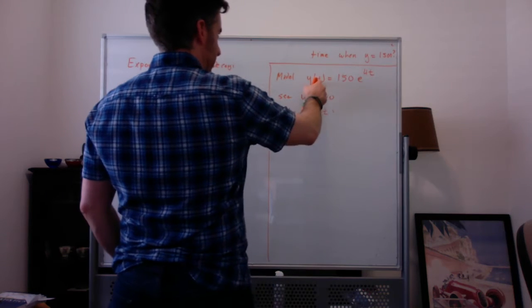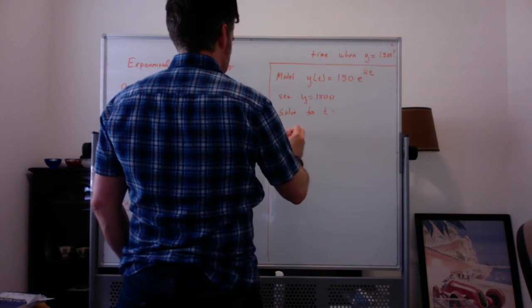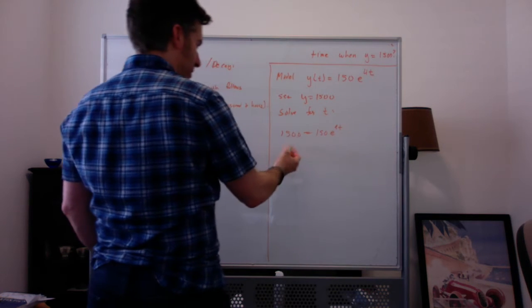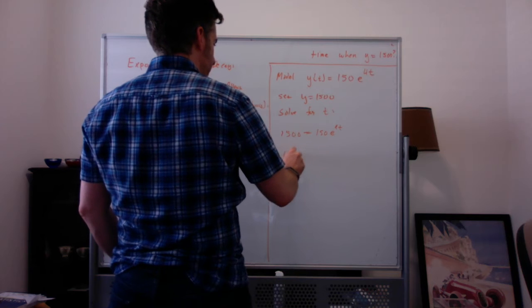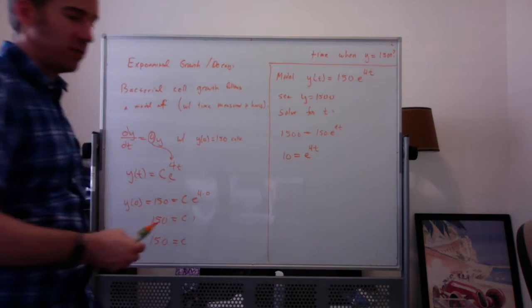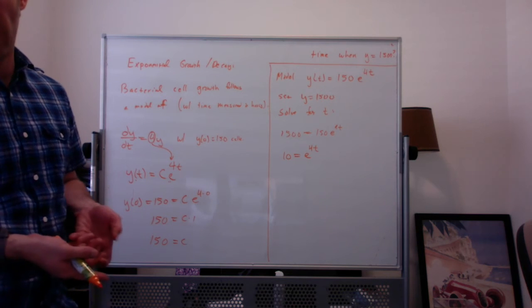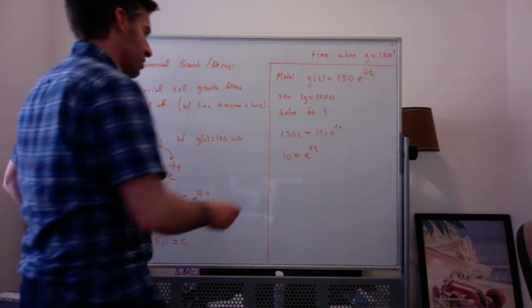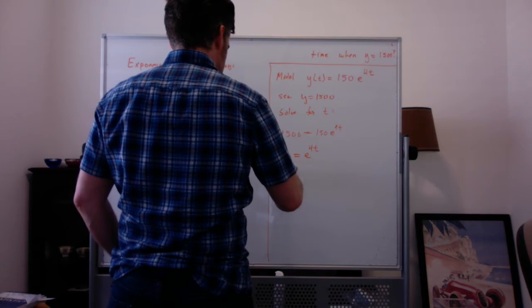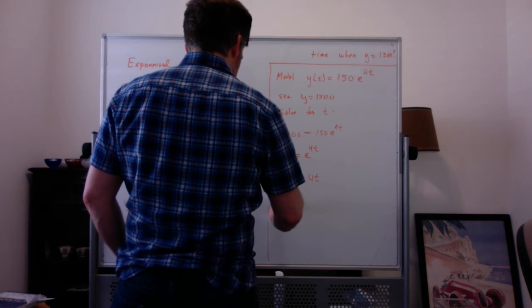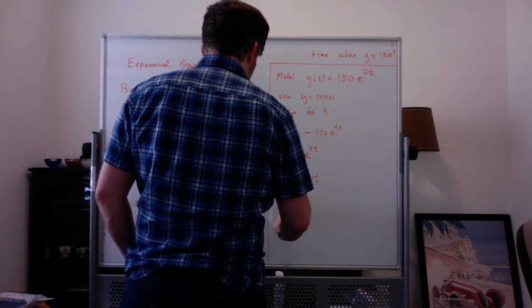So y is 1,500, solve for t. 1,500 equals 150 e to the 4t. Divide by 150. Another way I could have phrased this question is how long does it take for the population to multiply in size by a factor of 10? Right, because going from 150 to 1,500 is multiplying by 10. So then I'm going to take the natural log of both sides. Natural log of 10 equals 4t, and then divide by 4. Natural log of 10 divided by 4.